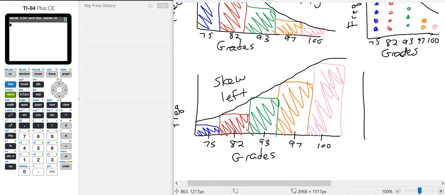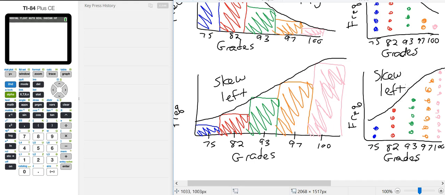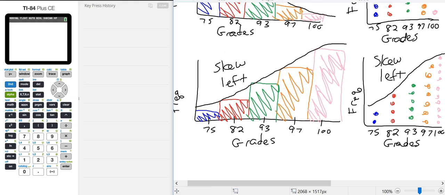We could have the dot plot that's skewed left. 75, 82, 93, 97, 100. We could have 2 75s, 4 82s, 5 93s, 7 97s, and 10 hundreds. This graph is skewed left because we have much fewer values on the left and a lot of values on the right. Let's say you have a set of data.